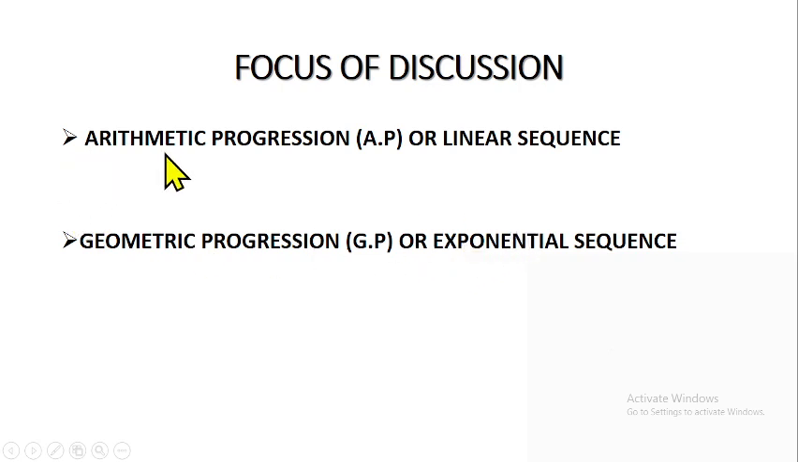So don't forget that arithmetic progression, shortened as AP, is also called linear sequence, and geometric progression, called GP, is also called exponential sequence. So when I mention linear sequence, you should know that I'm talking about arithmetic progression, and when I mention exponential sequence, you should know that we are talking about geometric progression. Is that clear? Now let's talk about arithmetic progression, which is also called linear sequence.